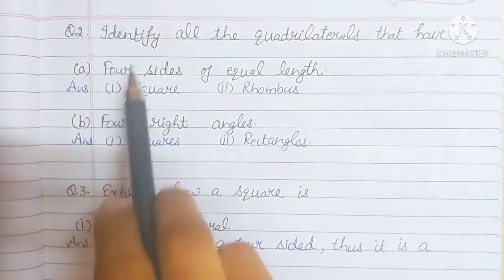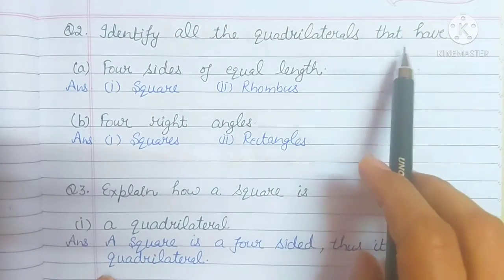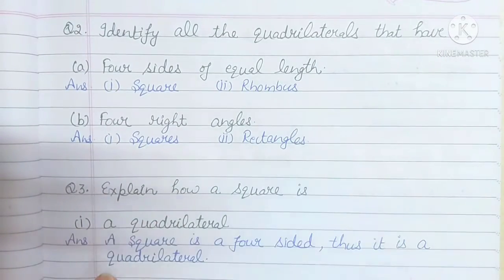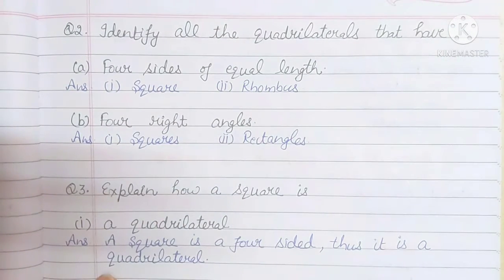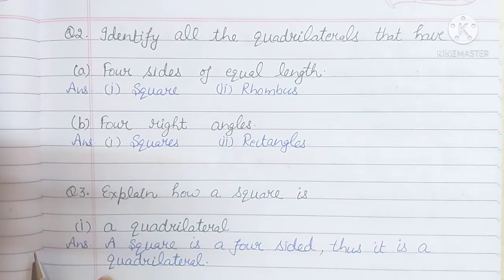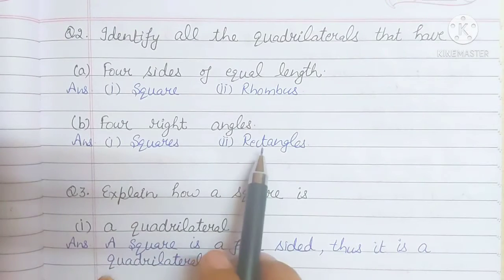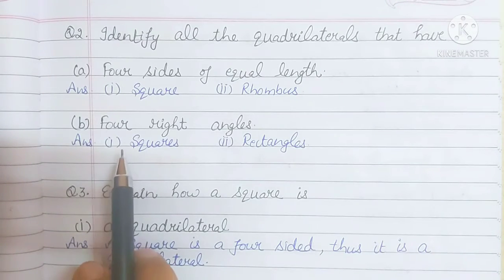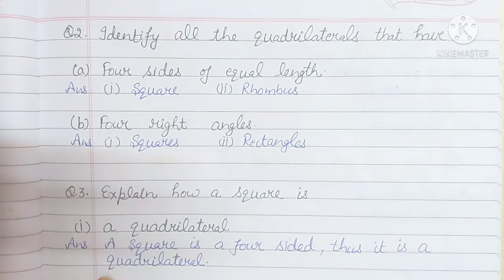Question number 2. Identify all the quadrilaterals that have four sides of equal length. And we know that squares and rhombuses are the quadrilaterals in which all the four sides are of equal length. B part, four right angles. And we know that in square and rectangle both the four angles are right angles.